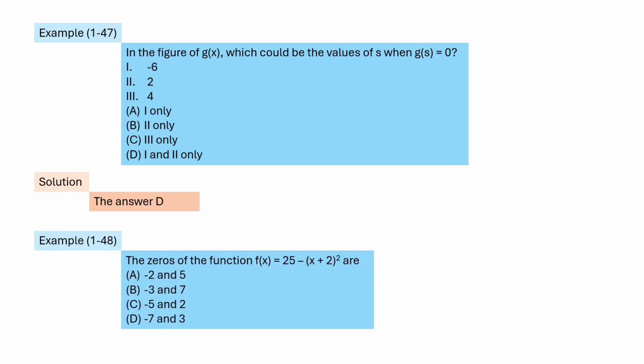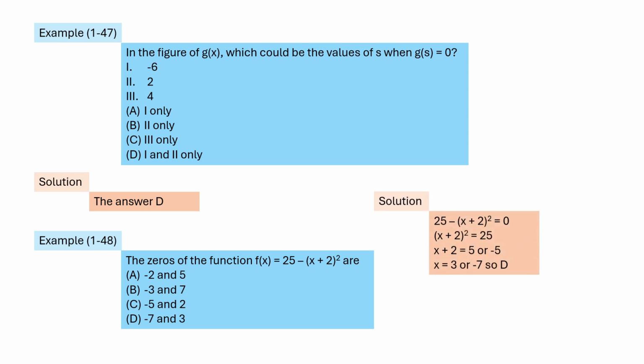Example 148. The zeros of the function f of x equal 25 minus (x plus 2) all to the power 2 are which of these numbers? Zeros means equate the equation to 0, so solve by an appropriate method. (x plus 2) squared equals 25, take the square root of both sides, so x plus 2 equals 5 or negative 5. When you solve the first case, you get x equal 3, and when you solve the other case, you get negative 7. So the answer will be D.